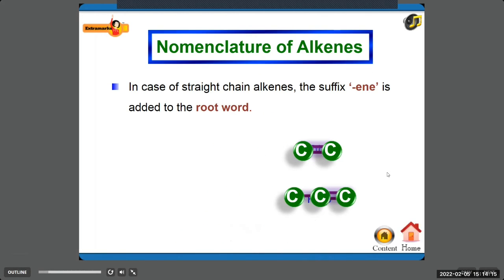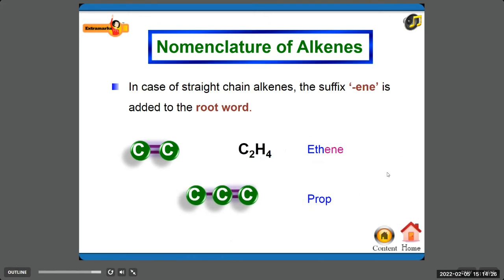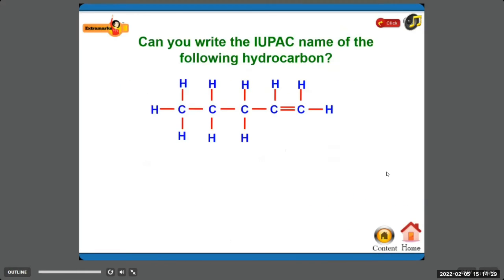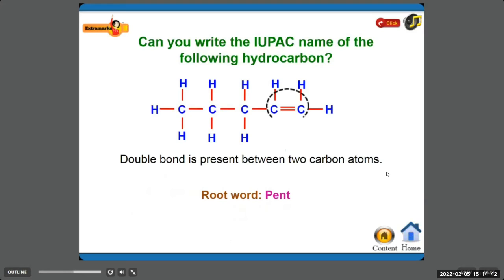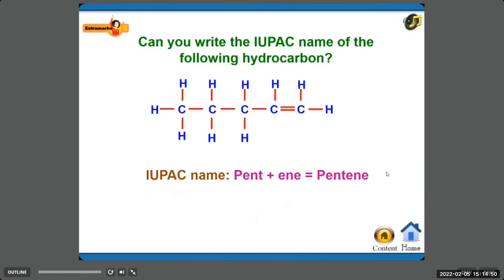Let us discuss the nomenclature of alkenes. In case of straight-chain alkenes, the suffix -ene is added to the root word. Following illustration shows the IUPAC names of some of the alkenes. Let us find the IUPAC name. First, count the number of carbon atoms in the chain. Since there are 5 carbon atoms present in the chain, the root word is pent. Since in this chain, double bond is present between the first 2 carbon atoms, the suffix is -ene. Finally, the IUPAC name of the given hydrocarbon is pentene.